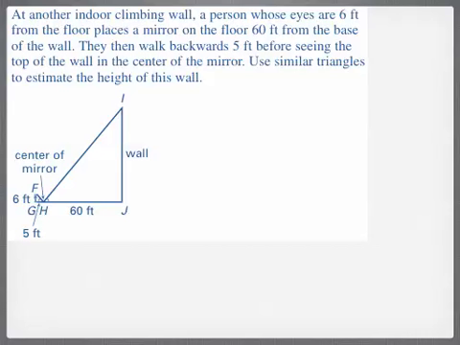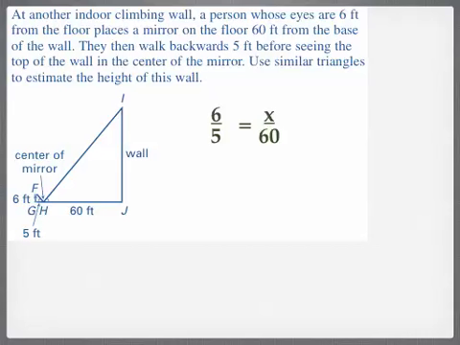So looking at this picture, we can find the corresponding pieces. The person, whose eyes are 6 feet from the ground, would correspond to the wall, and then the 60 feet from the mirror to the wall would correspond to the 5 feet between the mirror and the person. There are several different ways that you could set up this proportion. I've set it up as 6 over 5, or the height of the person over their distance from the mirror, equals x over 60, which would be the height of the wall over its distance from the mirror.